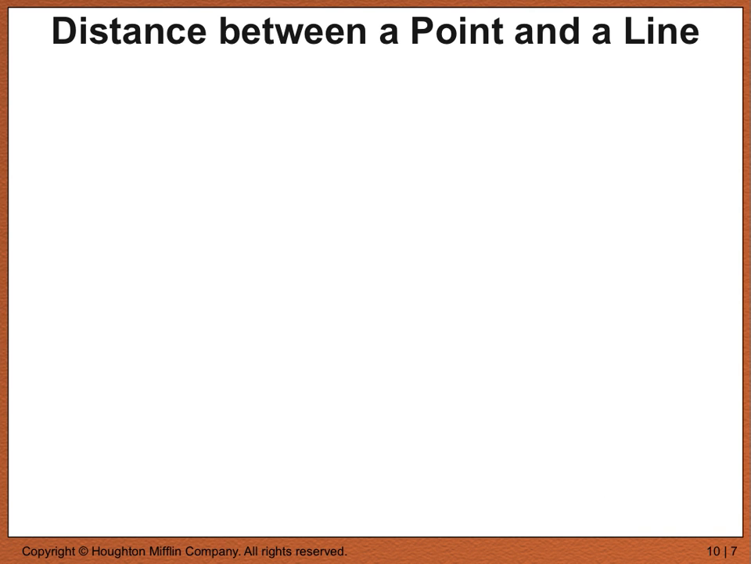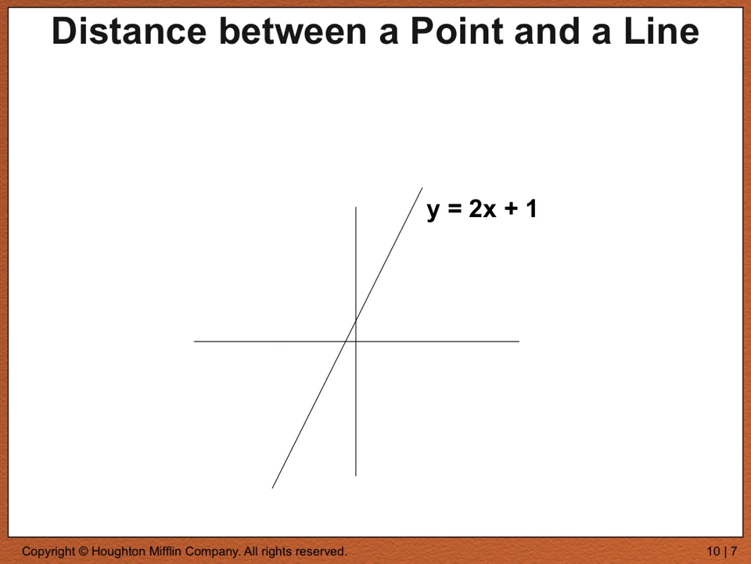Last example, we're going to find the distance between a point and a line. Alright, so let's say we have a line y equals 2x plus 1, and we have a point 4, 1. And the question is to find the distance from this point to that line. Well, without getting into all the techniques, you know that the shortest distance from this point to this line is going to be a straight line from the point to the line.